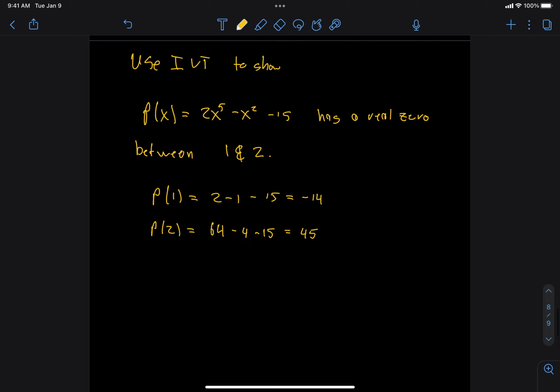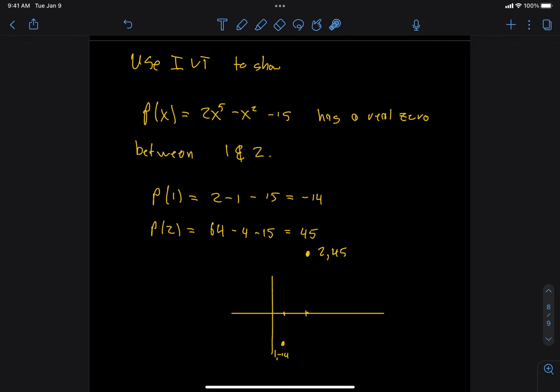So what did we learn? We learned that it has a real zero, right? Because the function value when x is equal to 1 is negative 14. So here's the point, 1 comma negative 14. And later on, when x is equal to 2, the function value is 45. So we're at the point 2 comma 45. I have to connect this point to this point by a smooth curve. There's no way to do that without walking over the x-axis.